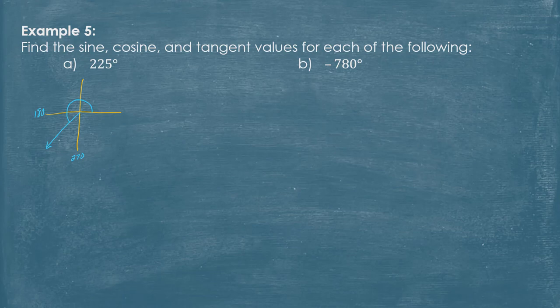So if we think about how much was that, well, I've got up to 90, I got to 180, and then I needed to go how much further, because that's really the reference angle that I need to worry about. Well, how much further would I go from 180 to get to 225? Well, that would be 45 more degrees. The other way we could do it is just do 225 minus 180, and that would have given us that angle as well.